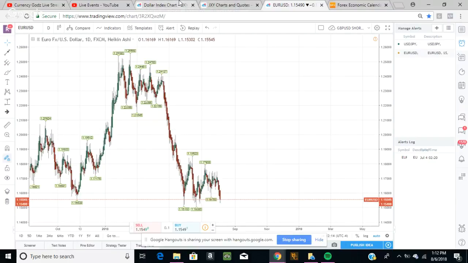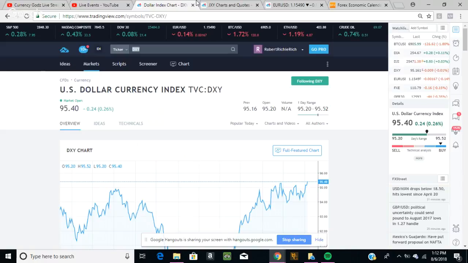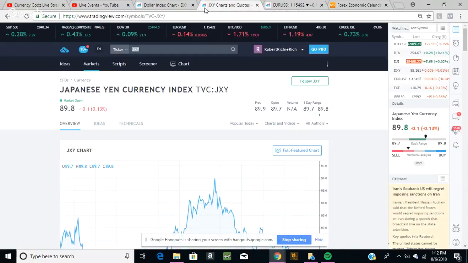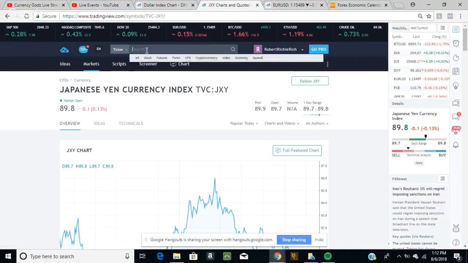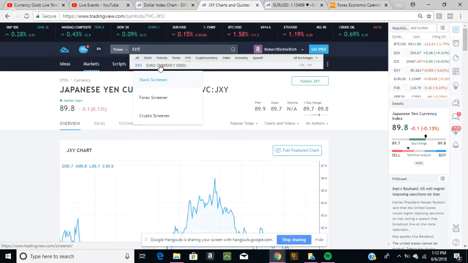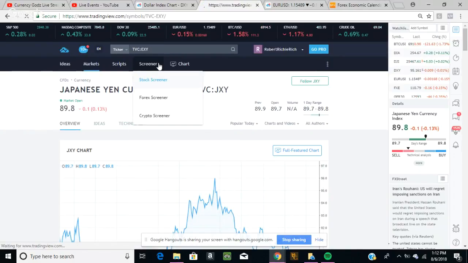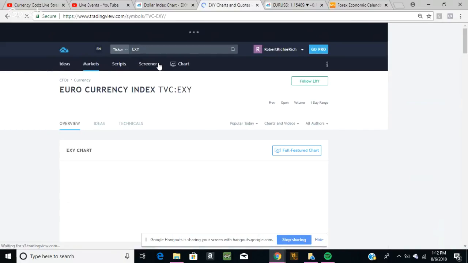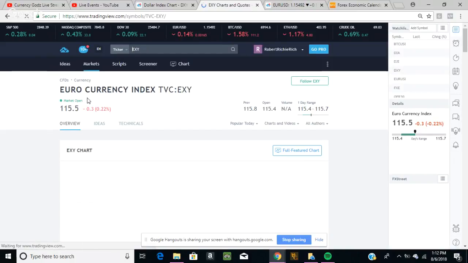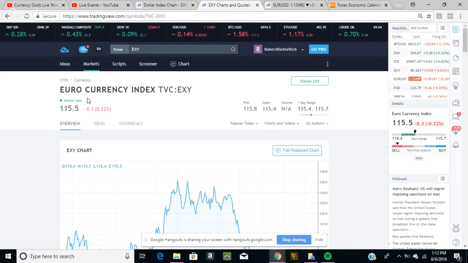All right. For one, we know that the dollar is strong, but we want to check and see if that euro is strong or weak. So I'm going to type in EXY, which is the Euro Currency Index. With this Euro Currency Index, it works the same way as I explained before. I want to see if it's strong or weak. So right now, the Euro Currency Index is weak. It's negative 22%. That's a good thing.